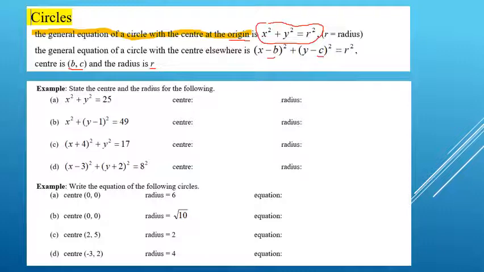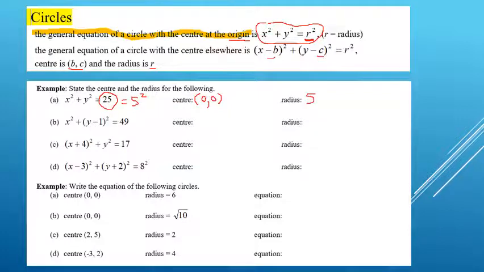The first one says state the centre and the radius of the following. If there's no number with the x inside the square or the y, then we'd say the centre is 0, 0. Once again, a good copy of this comes up in the next slide, so you can just watch this, then pause on the next slide and be able to read it a lot better. Here the radius is not 25, because in the general form of the equation it's r squared, so 25 is actually 5 squared, so the radius of the circle is 5.